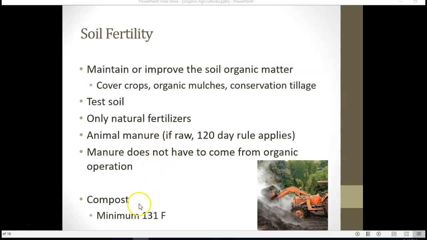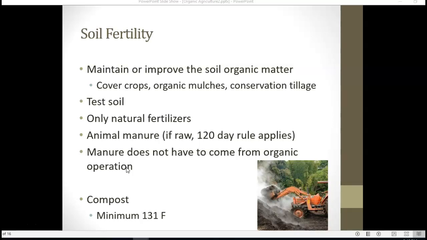Instead, you compost it because you can destroy the pathogens by the heat of compost. I think it's interesting to point out that the manure does not actually have to come from an organic operation. It can come from a conventional operation such as Tyson Foods in Wilkesboro.